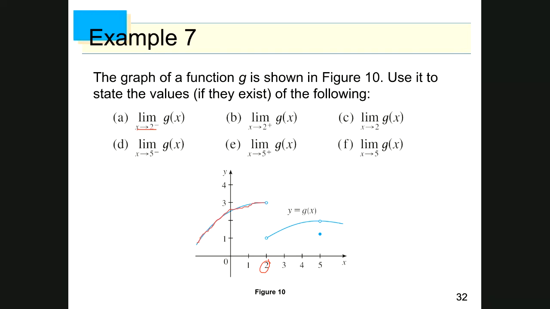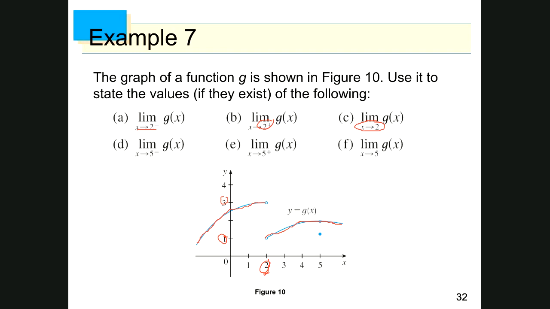Easy. Now they say 2 from the right. If this is 2, then from the right means I'll be moving in this direction. And what output do I get? I get 1. And what then do we say for part C, the limit as x approaches 2? Because the limit as x approaches 2 from the left and the right are different, we say that this limit does not exist. So the limit as x approaches 2 of g of x does not exist, because when we move towards 2 from the left and the right, we get completely different results.